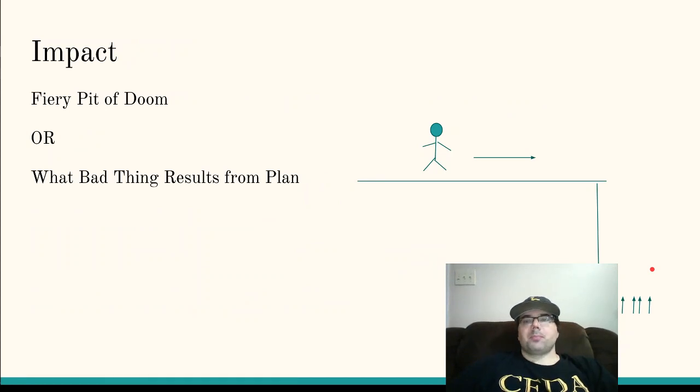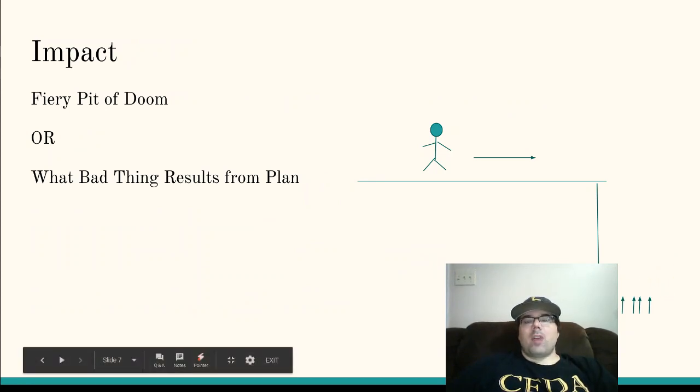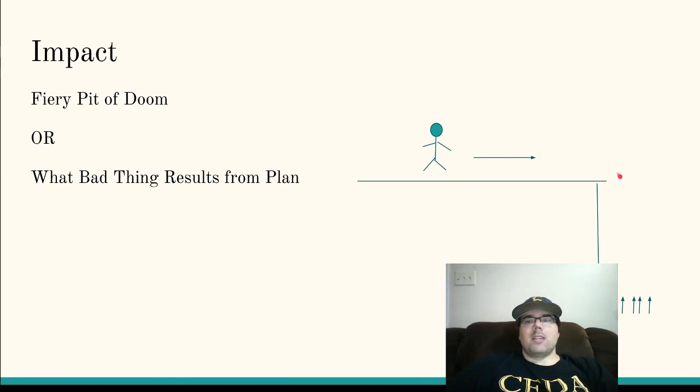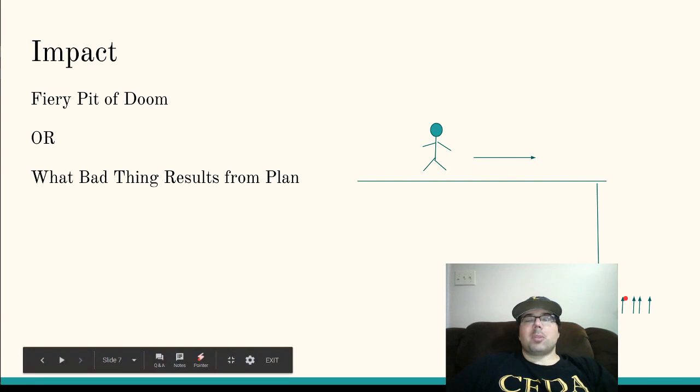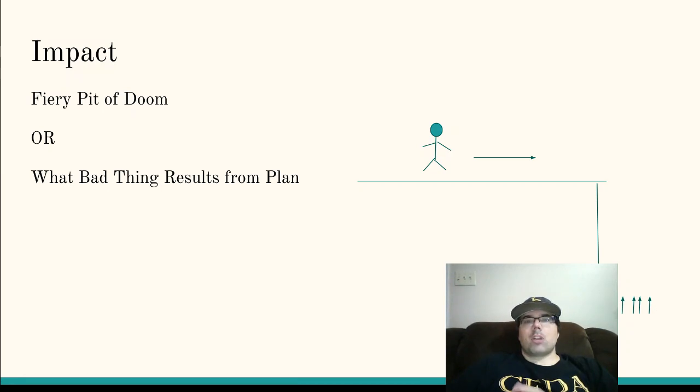The impact, or fiery pit of doom, is what is the bad thing that happens from the plan action happening. So Frederick moves over here and he falls off the cliff. What happens? This will always be a bad thing of some sort, and both teams will claim by voting for them you are able to prevent our friend Frederick from falling off the cliff. Hopefully now you understand the basic structure of an advantage or a disadvantage.